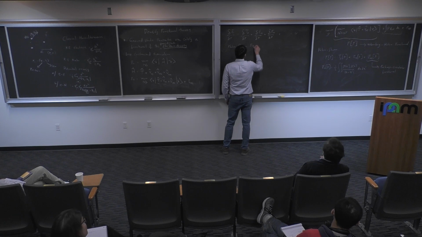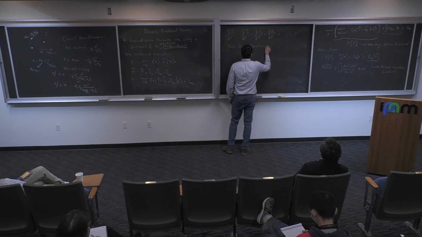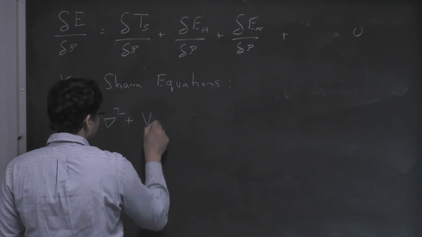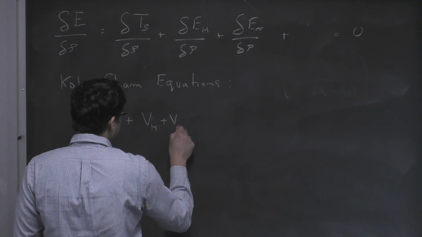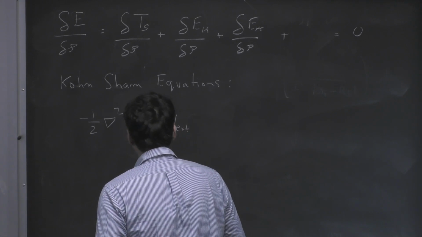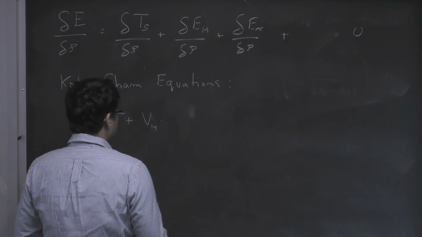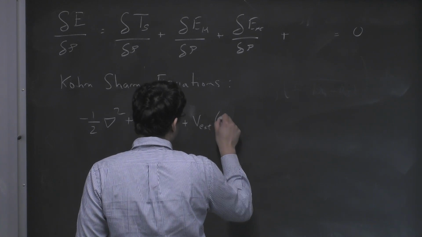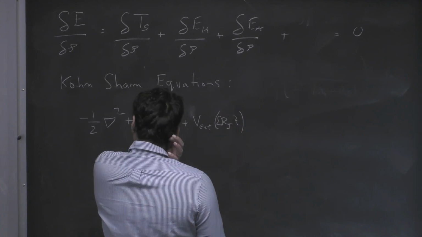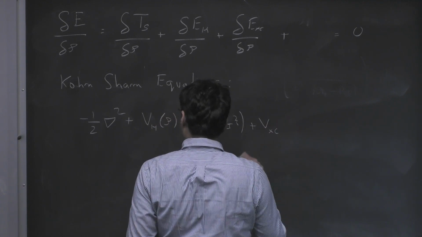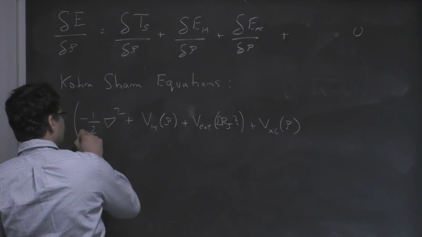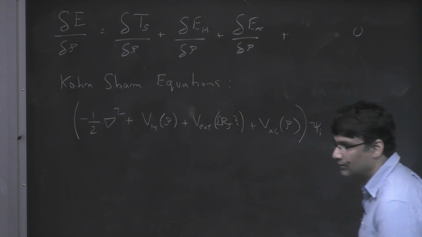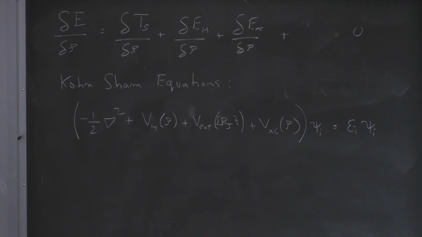And the Kohn-Sham equations are given by minus Laplacian plus VH plus V external. Let me explicitly write it out: VH, which is a function of rho, plus V external, which is a function of the positions of the nuclei, plus Vxc, which is a functional of rho, times psi I equals epsilon I psi I. Okay?